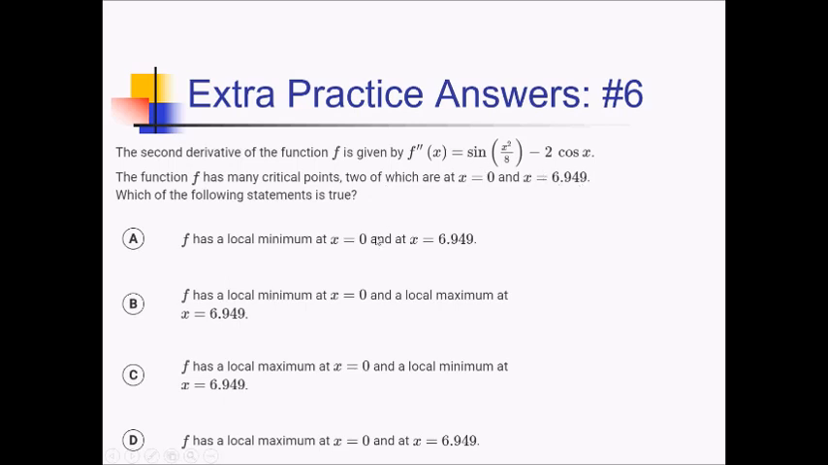We want to know which statement is true about those points. They're telling us that we have local mins or maxes at each of these. We already know that they're critical points, so really we just have to plug these 2 points into f double prime and check the sign to see if we're dealing with mins or maxes. We're just using the second derivative test here.